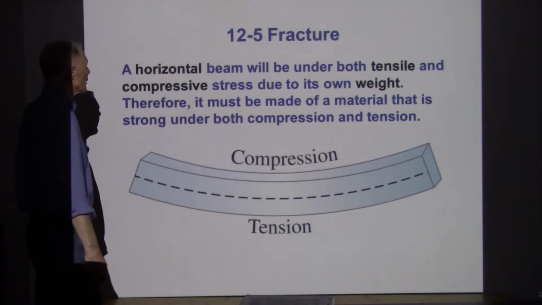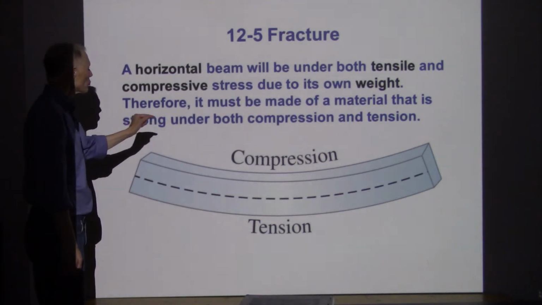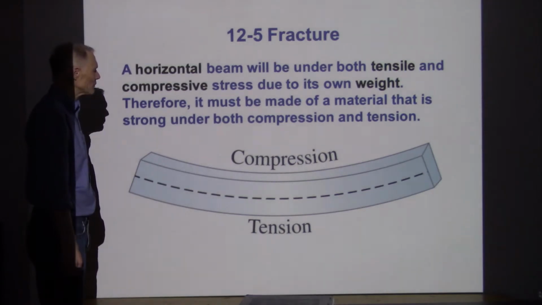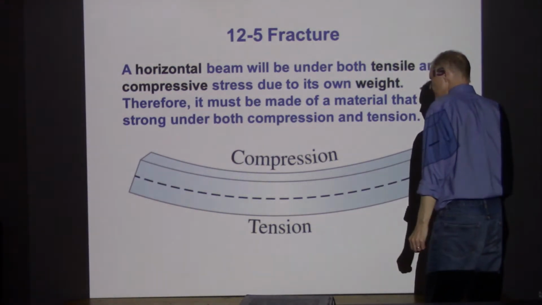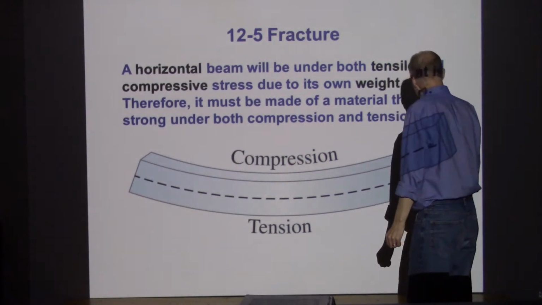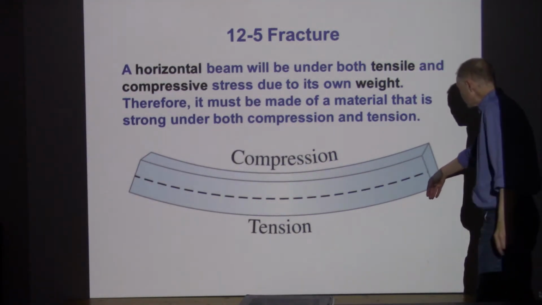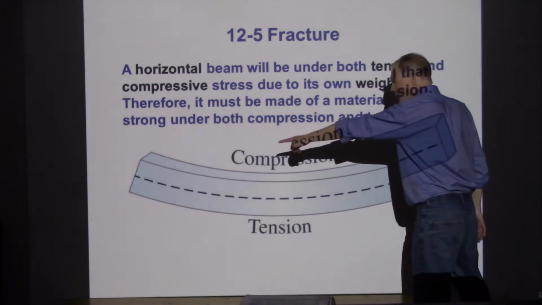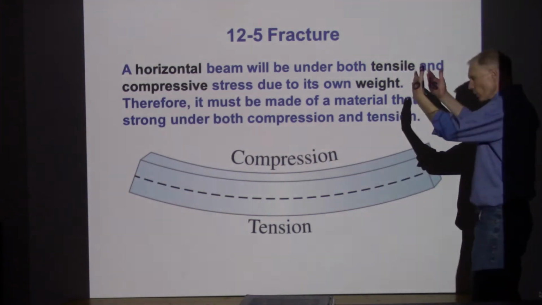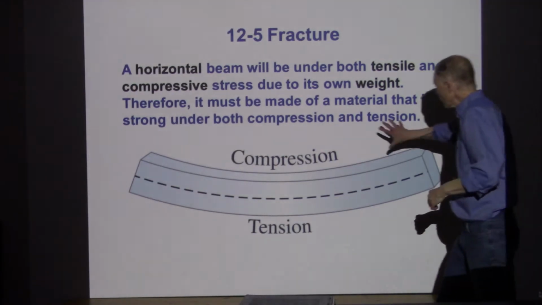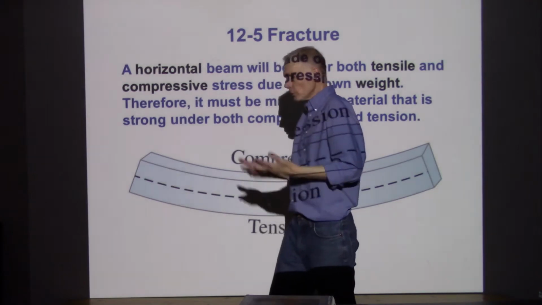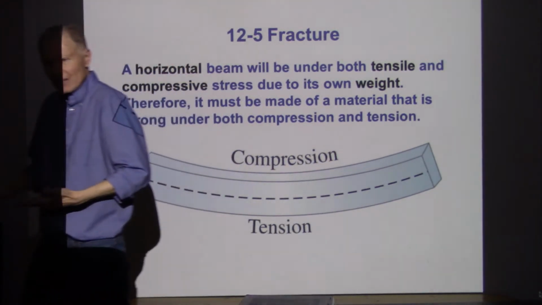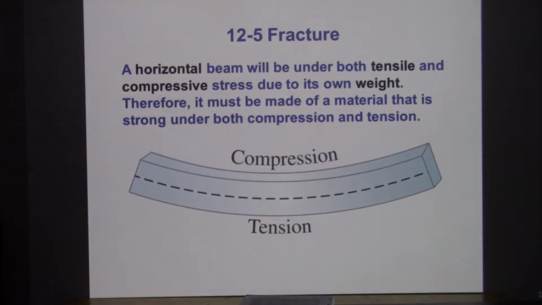So it needs to be made of a material that's strong under compression and tension. So let's see. What's happening is this beam is being supported at this end, and it's being supported at this end. Now it's got its own weight, and then it could also be loaded. We could be setting stuff on this beam, and as a result, it's going to bend a little bit. This creates a shear stress in that horizontal beam.